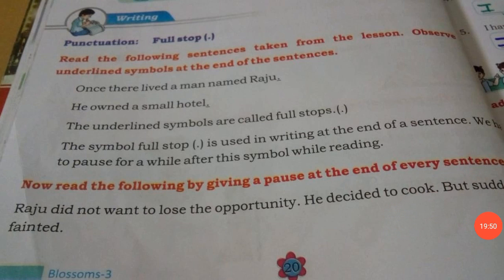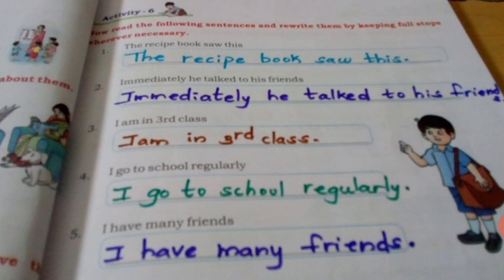Okay? Go to page number 21 and let's deal with the other activity 6. Now read the following sentences and rewrite them by keeping full stops wherever necessary. They have given a set of sentences, but there are some mistakes in the sentences. You have to correct them. The recipe book saw this. So the sentence is over. So what should we put? We have to put a full stop at the end of the sentence.